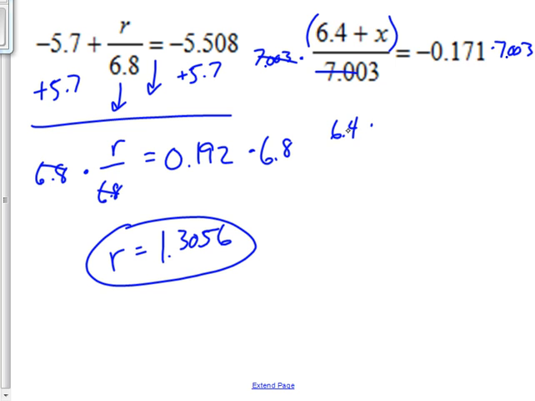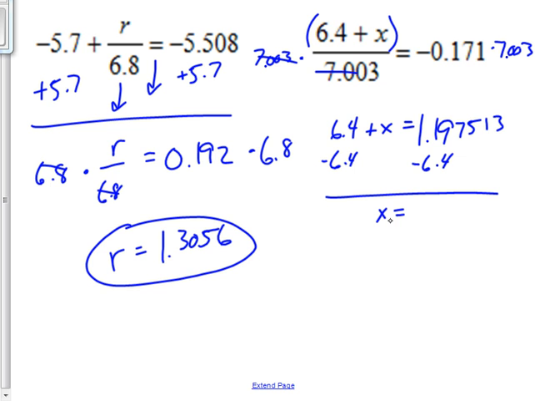We get 6.4 plus x is equal to, okay, let's do our 0.171 times 7.003, and we get a long decimal here, 1.197513. Okay, and then let's subtract 6.4 on both sides.